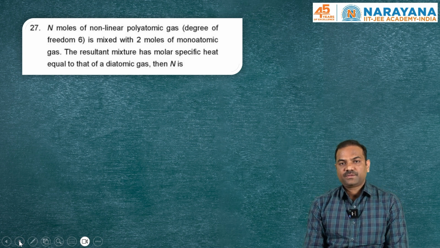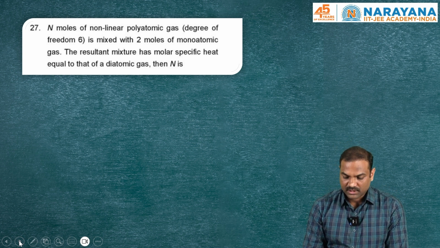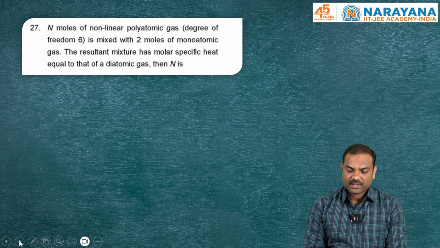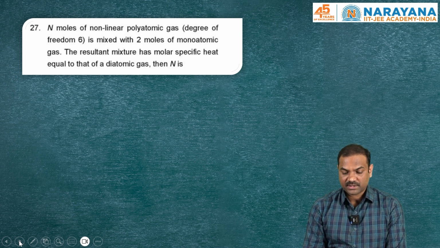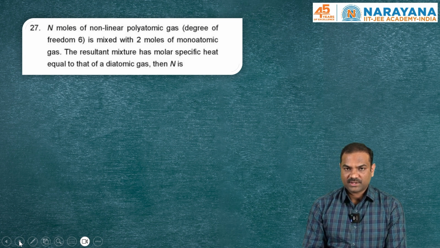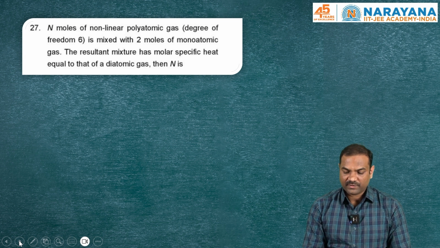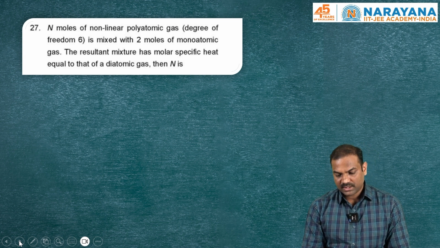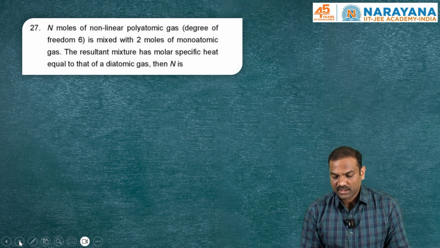So the next question is related to thermodynamics of gases. They have given that n moles of a non-linear polyatomic gas, degree of freedom given as 6, is mixed with 2 moles of monoatomic gas. As it is a monoatomic gas, there's no need to give the degree of freedom. The resultant mixture has a molar specific heat equal to that of a diatomic gas. What is the value of n?